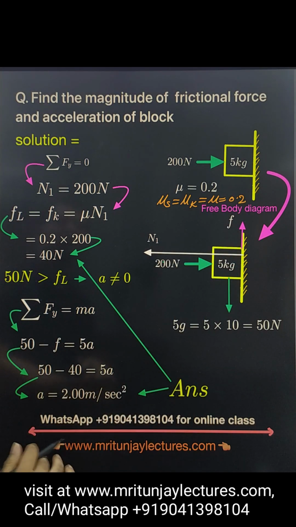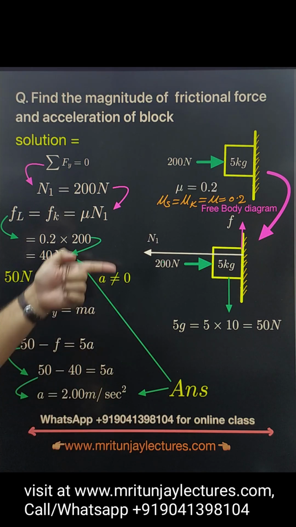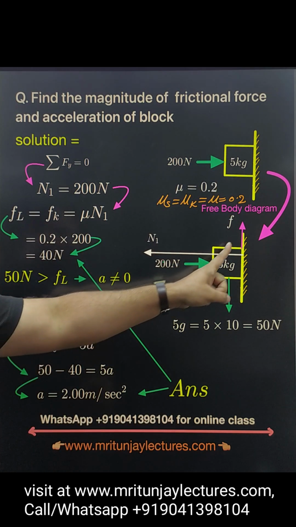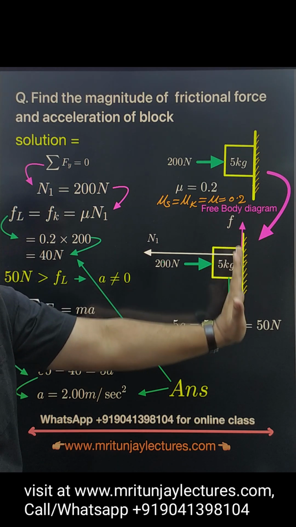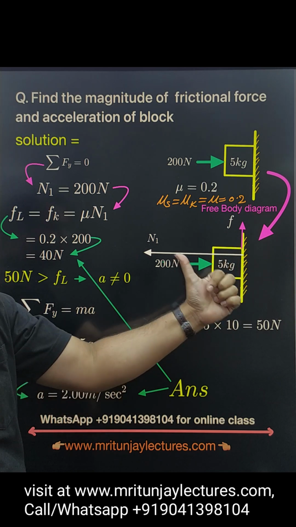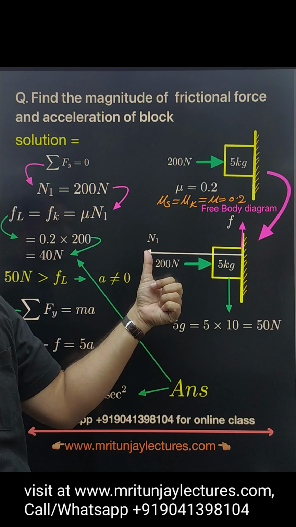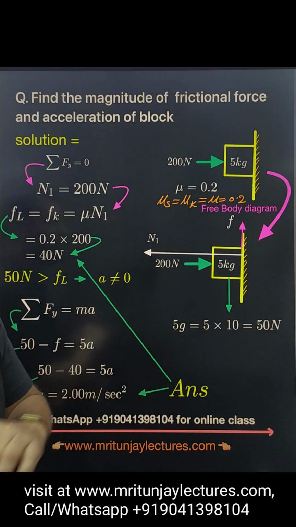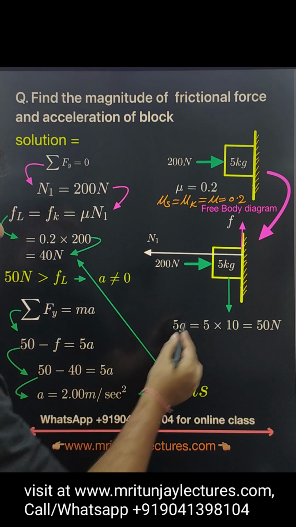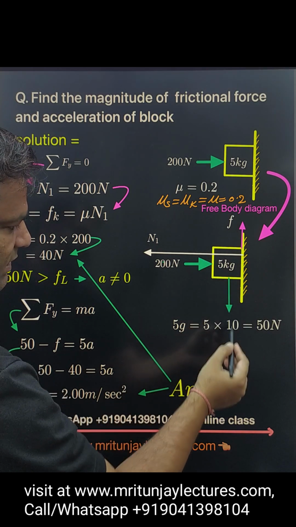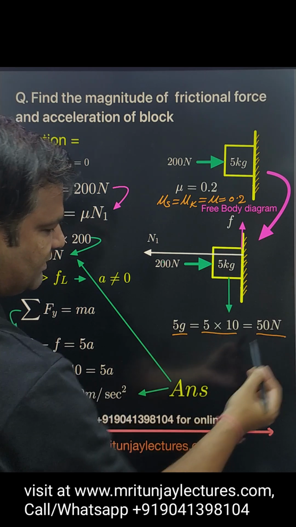Now if we make the free body diagram, here is the normal force applied by the inclined plane, the vertical plane, on the 5 kg block. In which direction? In this direction, always perpendicular to the surface. So N1 represents that. And weight always works downward. So 5 into g; if g is taken as 10, then it is 50 Newton.